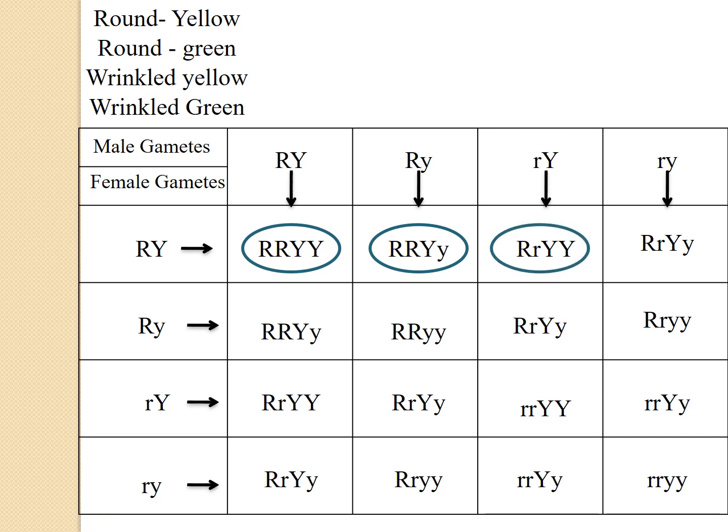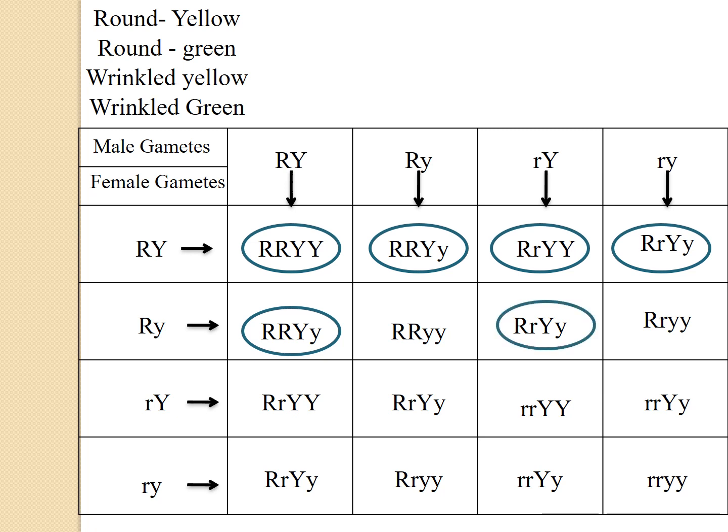Third one, here also I have got one capital R and two capital Y. Even though it has got the small r, because it is recessive, the dominant character will get expressed. So this also will be round yellow only. Similarly, the next one, here also it has got capital R, capital Y. Next again, capital R, capital Y, capital R, capital Y.